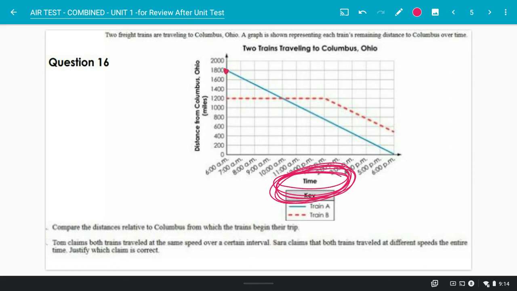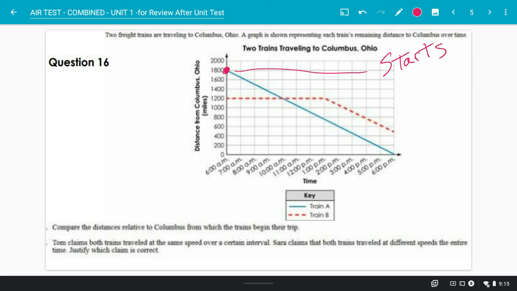What does this point right here mean? That's where what starts? Train A. Right there, train A starts. How far away is train A when it starts? Hey, I really like what you guys said right there. You said that's where it starts, right? That is also the y-intercept, isn't it? It is also known as the initial value, where it starts. I like that.